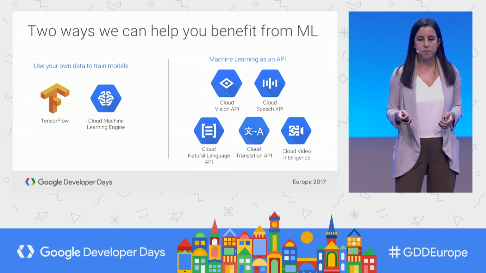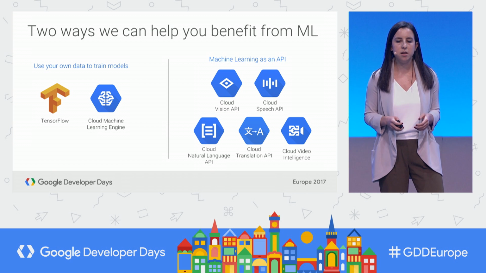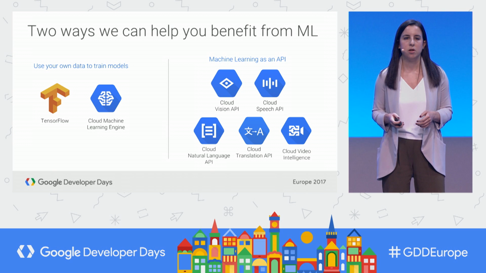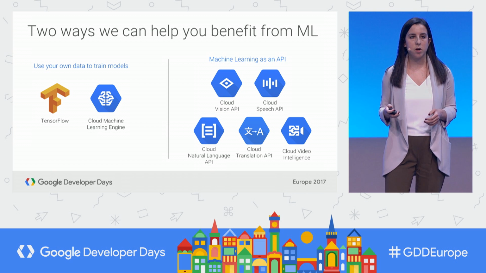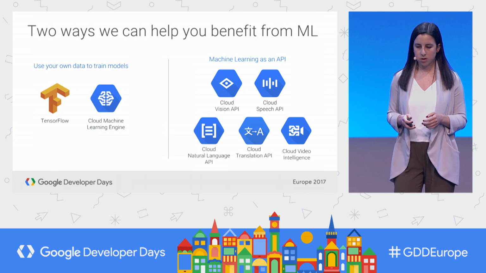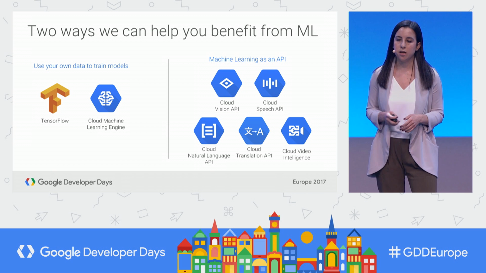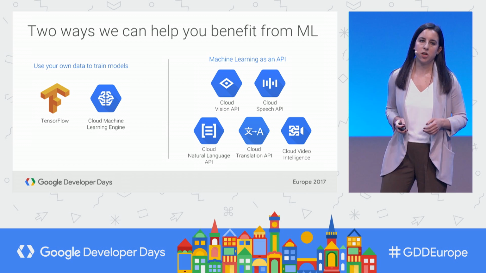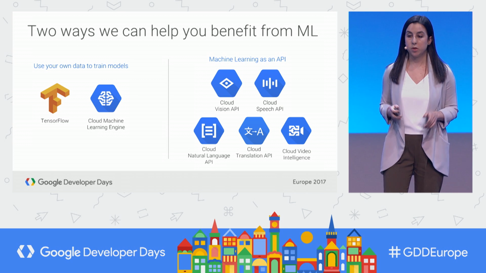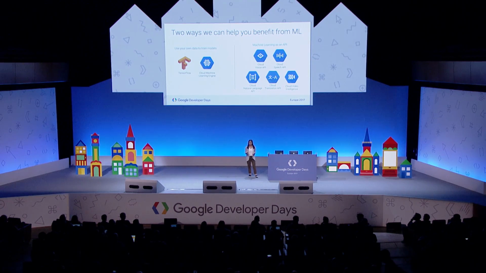And on Google Cloud Platform, we have 2 ways to help you make sense of this unstructured data. So on the left-hand side, if you want to use custom data to build and train your own machine learning models from scratch, we have TensorFlow, which is an open source library to help you do that. And if you want to run your TensorFlow models on managed Google infrastructure, you can use Cloud Machine Learning Engine. What I want to focus on today is the right-hand side, and this is what I like to call friendly machine learning. So these are APIs that give you access to pre-trained models with a single REST API request. So I'm going to cover all of these APIs in this presentation.